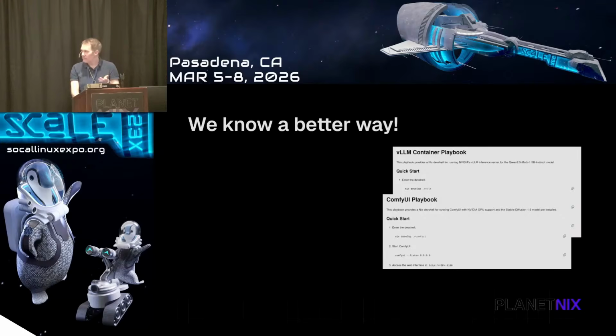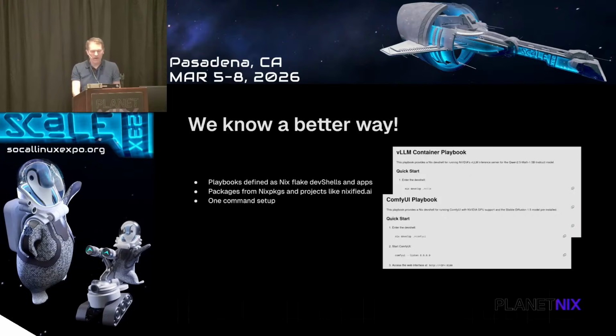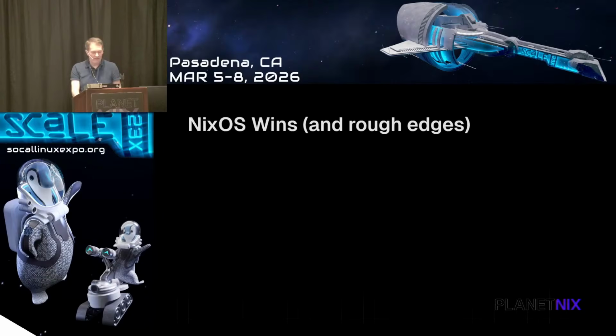So in this repo that I mentioned before, we've got a flake, and it exports some dev shells and some apps, which are basically the equivalent of these playbooks. So to run the vLLM one, all you do is nix develop .#vllm, or the ComfyUI one, very similar. So they're all defined in the flake. They're using packages from Nixpkgs, and also nixified.ai, which is quite a nice project for this kind of stuff. There's one command to run them and set them up, and everyone gets the exact same thing, right? Which is the beauty of Nix. So that's much better, in my opinion.